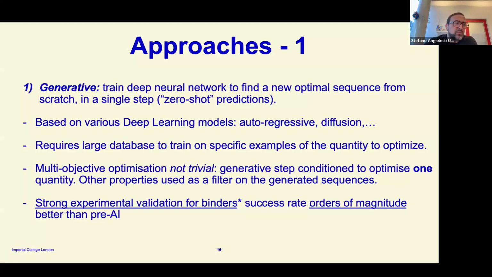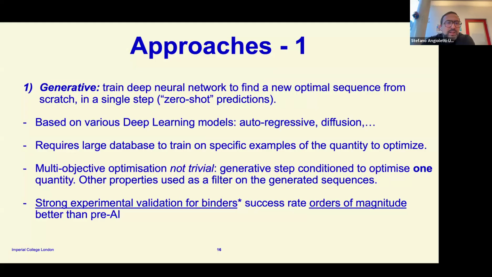Okay, so protein design. There are many different ways in which we can do protein design. And for the sake of simplicity, I try to make them into 2 categories. The first category is generative approaches. In a generative approach, you can train a deep neural network to find a new optimal sequence from scratch in a single step. This is the so-called zero-shot prediction.